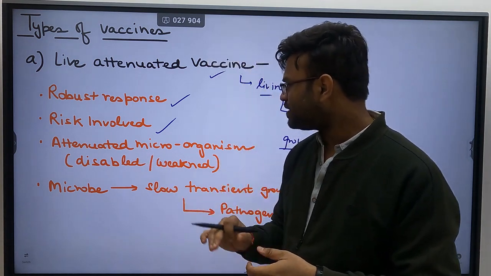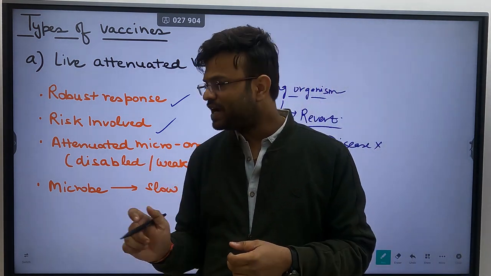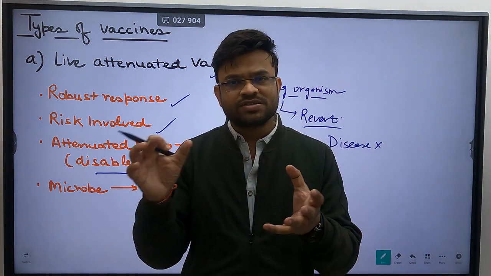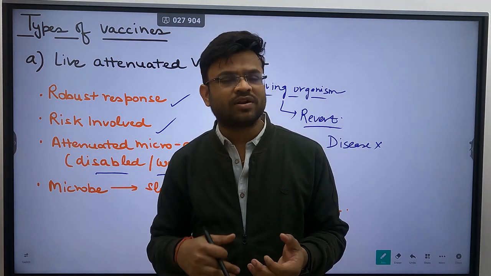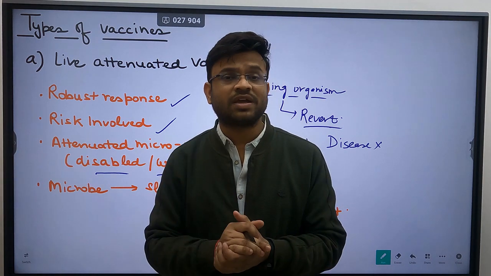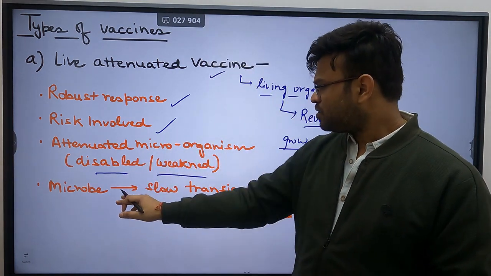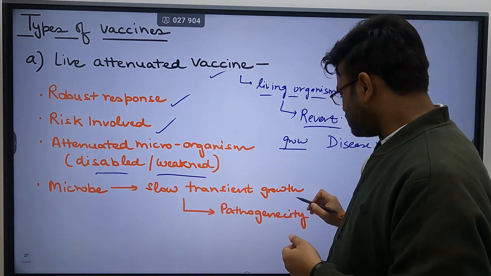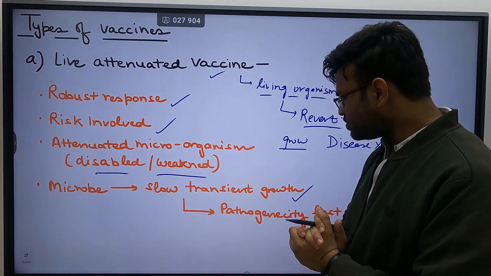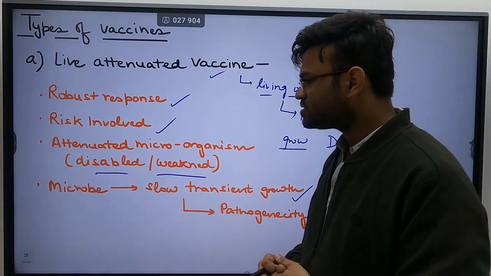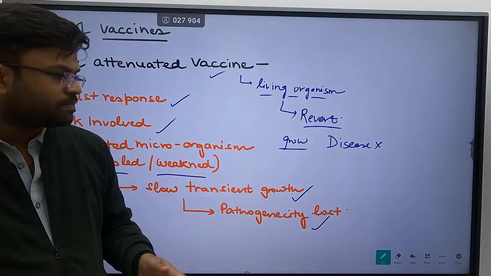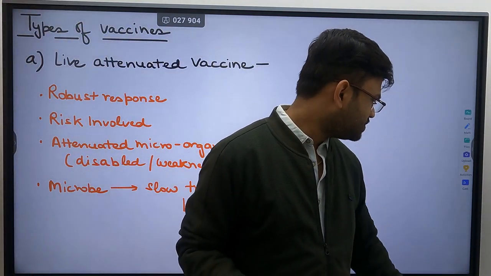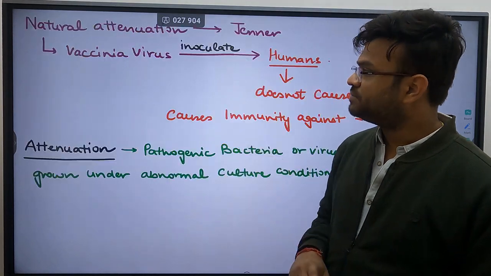Now let us talk about attenuated microorganisms. This I have already told you. What does attenuation mean? Attenuation means disabled or weakened. By disabled or weakened I mean that the organism can grow, multiply and reproduce, but the only thing that the organism cannot do is to cause disease. So what is the concept over here? The microbe can show slow transient growth, but pathogenicity is lost. That means the microbe is no longer pathogenic. It cannot cause any disease. I believe you would have understood this. Let us move on to the next slide.